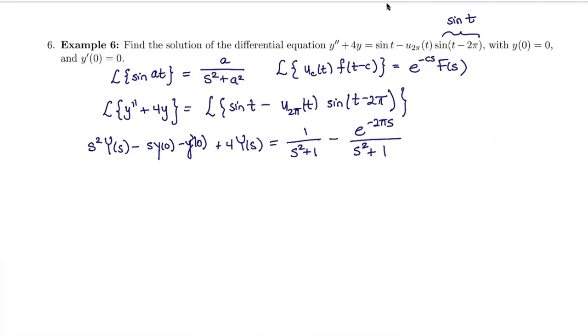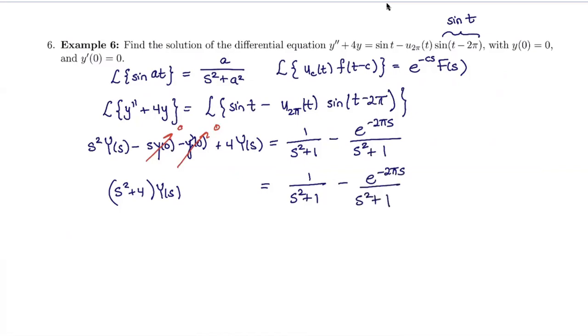From my left-hand side, we know that these two terms here will go to 0. And so we will end up with the following. We will end up with s squared plus 4 times y of s is equal to 1 over s squared plus 1 minus e to the minus 2 pi s all over s squared plus 1.